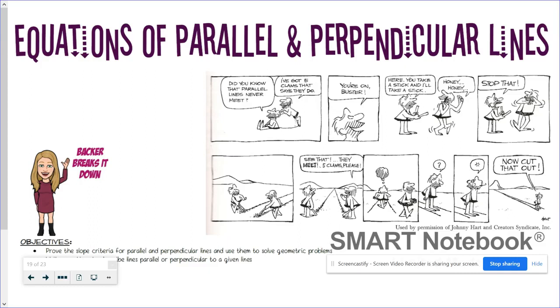On our last episode, we looked at slopes of parallel and perpendicular lines. And since parallel lines never meet, what we discovered is that they have the same slopes, whereas perpendicular lines have slopes that are opposite reciprocals of one another. So now let's actually write equations of parallel and perpendicular lines.